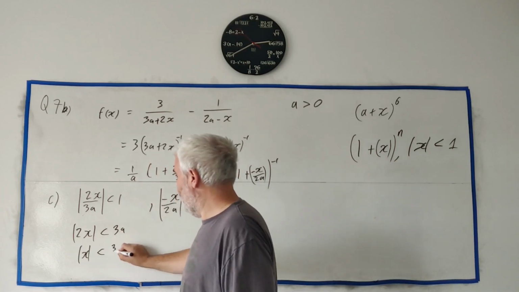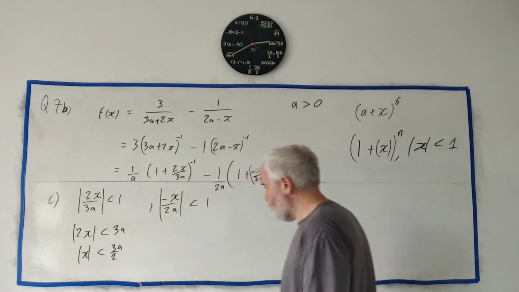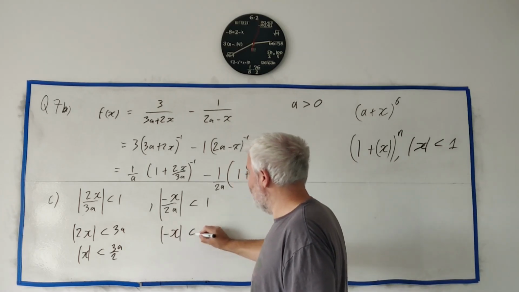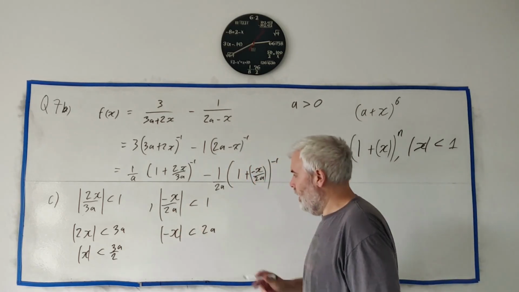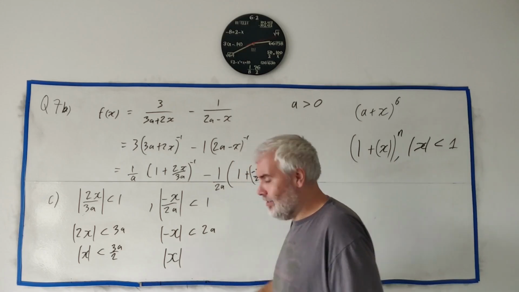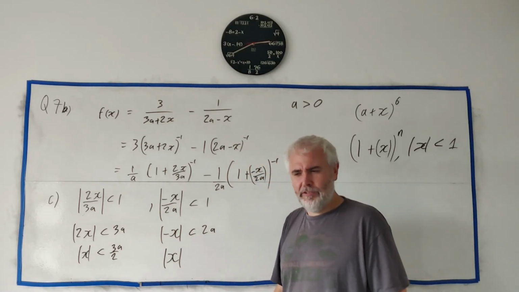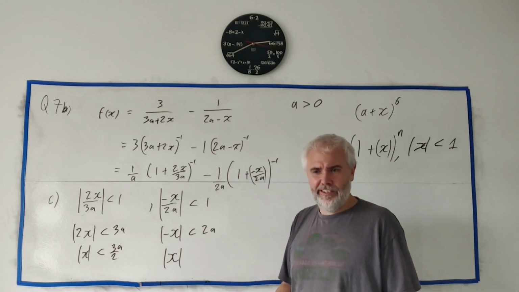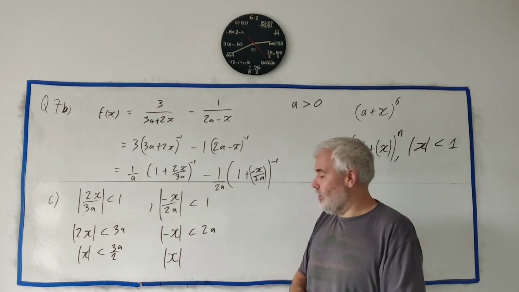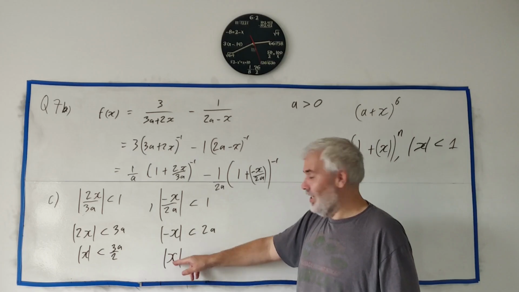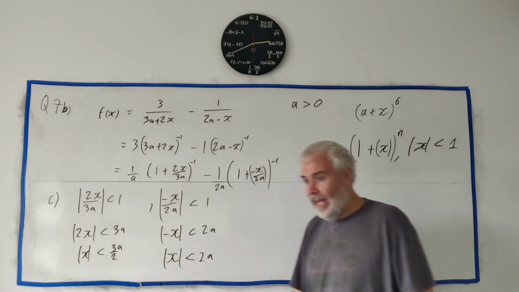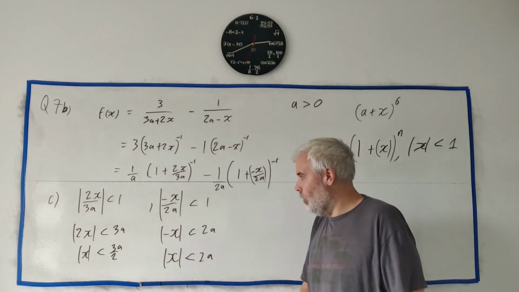The absolute value of x is less than 3a over 2. That's what we know from there. And we do something similar here. We get the absolute value of minus x is less than 2a. Just move this across. Of course, the absolute value of minus x is identical to the absolute value of x, because remember what the absolute value does. It just multiplies by a minus if it's less than 0. So if it's greater than 0, we leave it alone. So basically it's two things, positive and negative. Well, this is positive and negative in an identical way as that. So we can just write it like that. These two things have to be true. Both of them have to be true.